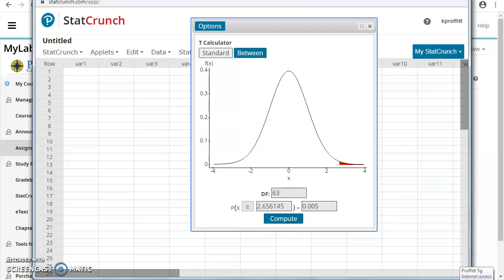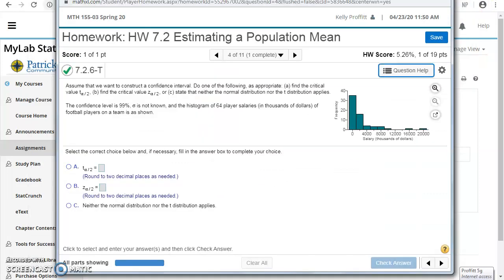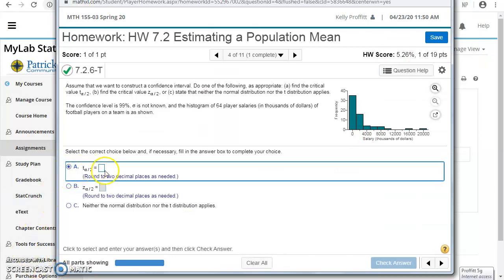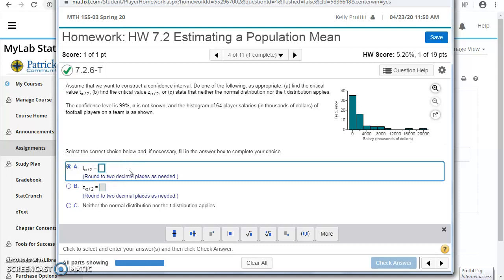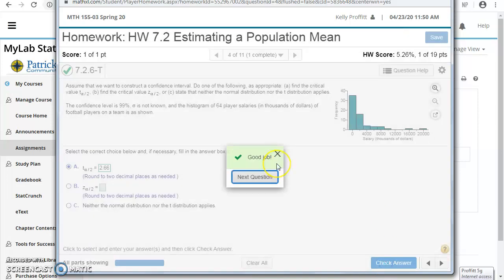And so our critical value, our t critical value, is, I believe they want 2 decimal places, so this would be 2.66, I believe is what they would want. So let's go back, 2.66. So we'll choose the t distribution, and 2 decimal places, so we'll hit 2.66. And let's see how that does for us. And there it is. I hope this helps you. Thanks.